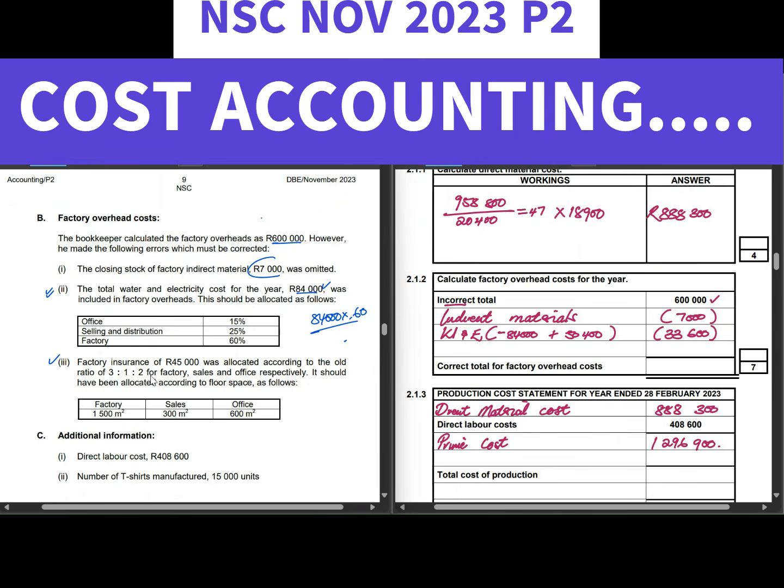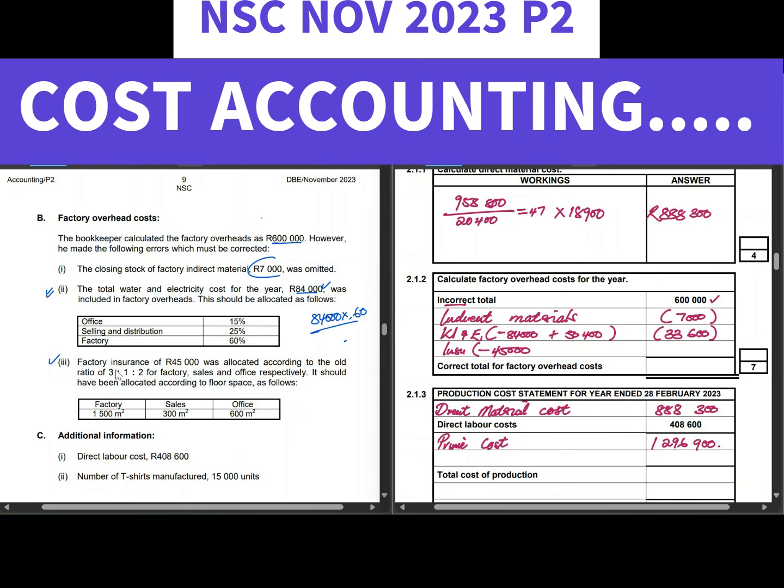The next one then says factory insurance of 45,000 was allocated. Okay, so factory insurance was allocated according to the old ratio. That is 3 for factory, 1 for sales and the office. Okay, so we understand that we also have insurance here, which was incorrectly allocated. And what I have taught you already is any incorrect amount, you must subtract it. So that incorrect 45,000, I'm coming here and I'm taking it out. I've taken out the incorrect 45,000.